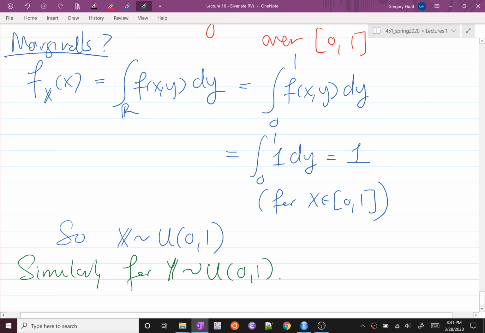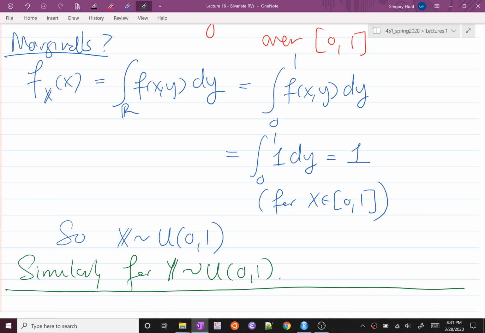Not too surprisingly, we can do those calculations again. For y, we're just going to get that y is uniform. The marginal distribution of y is uniform. That's how we would say it. Okay. So that's a starter, beginner example. Let's look at some more interesting examples.